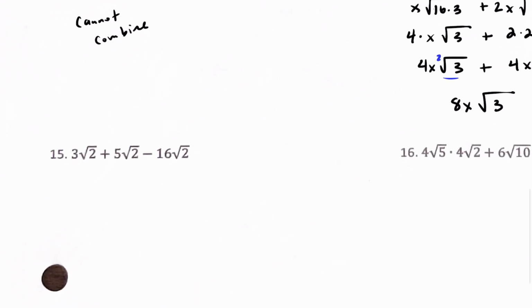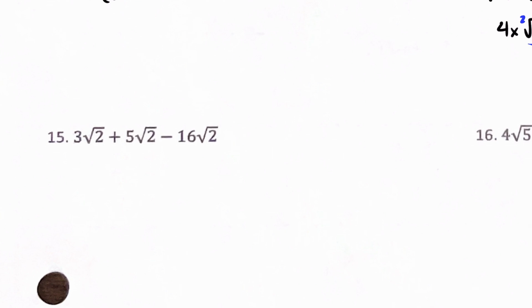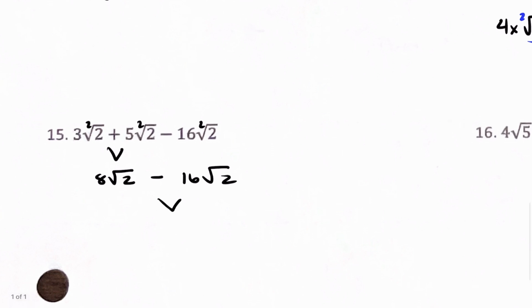Number 15, I have 3 times the square root of 2 plus 5 times the square root of 2 minus 16 times the square root of 2. Notice that we have the same indices. Here's a 2, here's a 2, and here's a 2. And we have the same radicands, so I can combine all of these terms. And because we need to consider order of operations here, we have to go from left to right, right? So 3 root 2 plus 5 root 2, that's 8 root 2 minus 16 root 2. So what is that going to give me? That's going to give me negative 8 root 2.